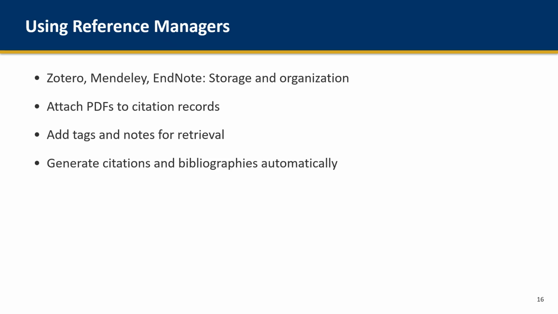Generate citations and bibliographies automatically. When writing, insert citations that automatically format correctly. Generate bibliographies that update as you add citations. This automation saves hours and reduces formatting errors. Investing time in learning your reference manager pays dividends throughout graduate school and beyond.